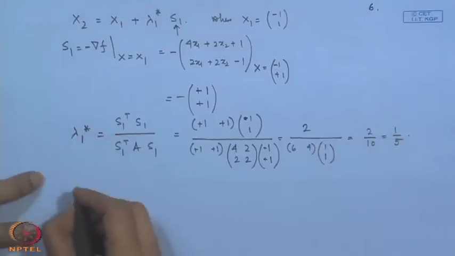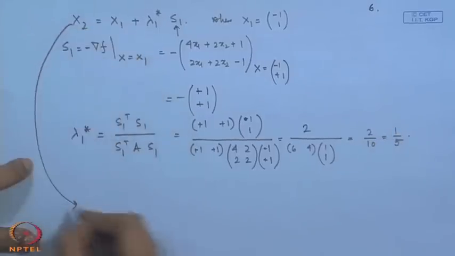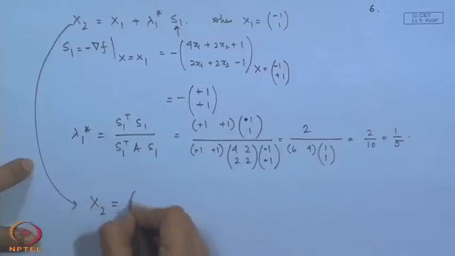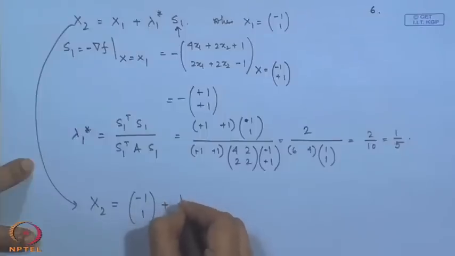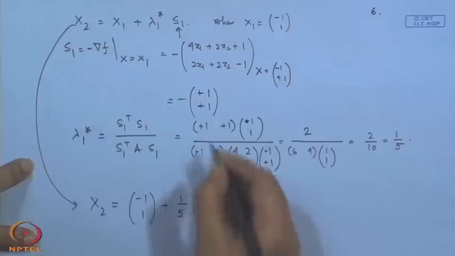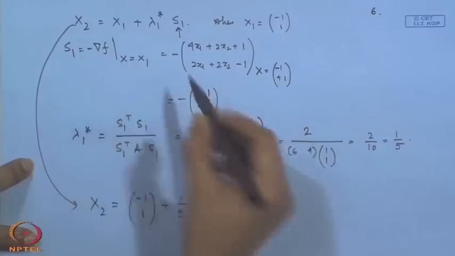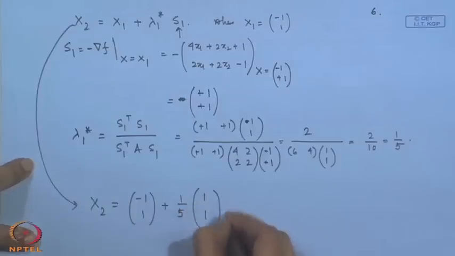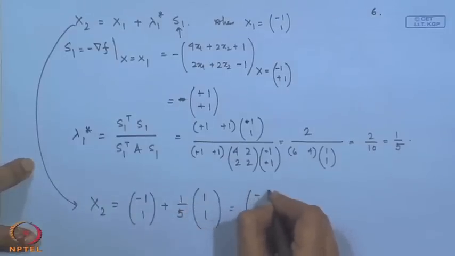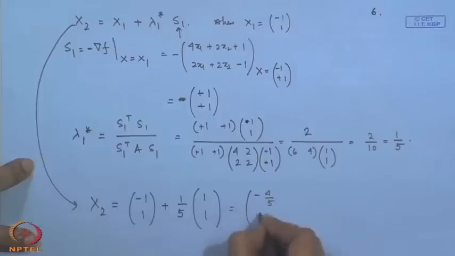Once we are getting lambda 1 star, then from here we can get x 2 as x 1, that is minus 1 1, plus lambda 1 star, that is 1 by 5, and next is my s 1. S 1 we are getting it as plus 1 plus 1, and it is coming minus 4 by 5 and 6 by 5. This is my x 2.